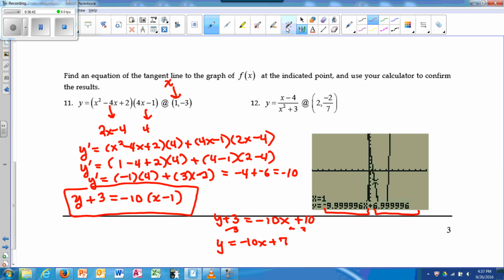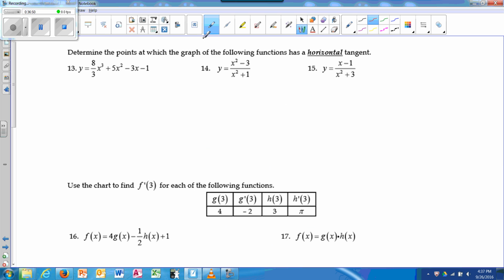So y equals negative 10x plus 7. Even though my calculator is not as smart as we would like to hope, I can tell that that should be negative 10x, and this should be plus 7.